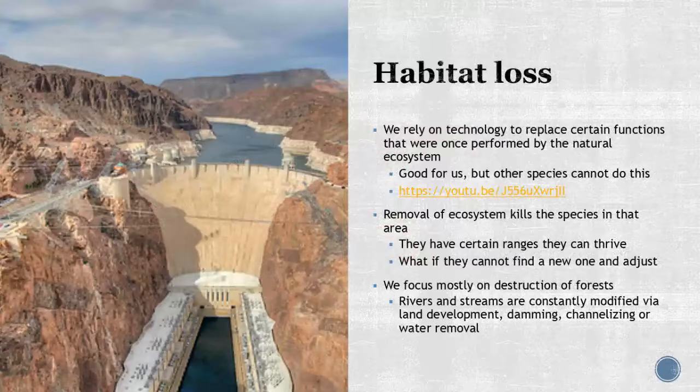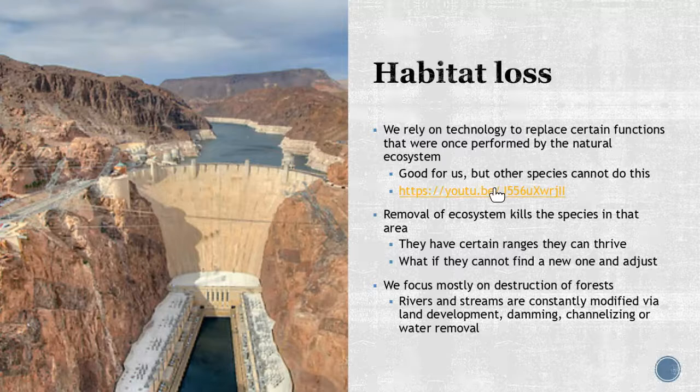So first off, habitat loss. We are going through the process and taking over new areas all the time. And we are so dependent on technology, where we were once able to rely on things happening naturally on their own. We are actually using technology to go through this. Now, for us, that's a benefit. We can do this, but other species cannot. So this is a video that kind of goes through that process right there.